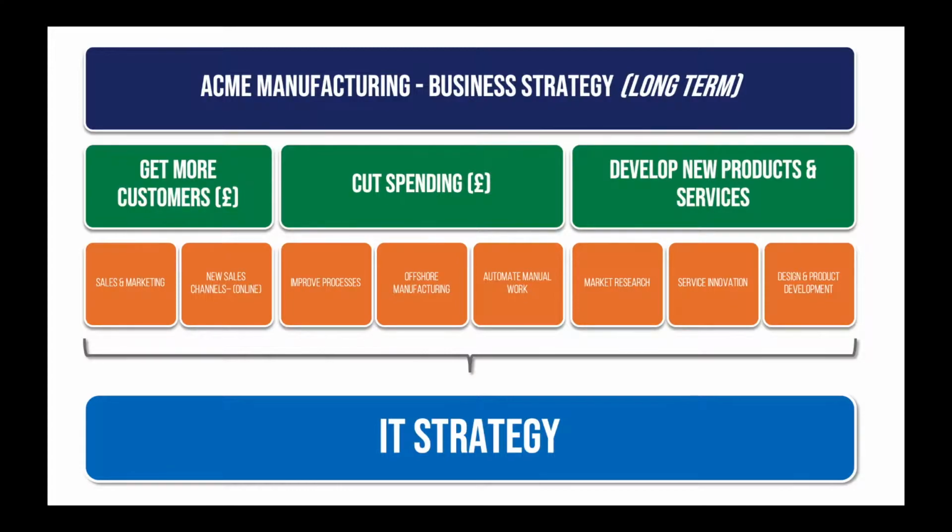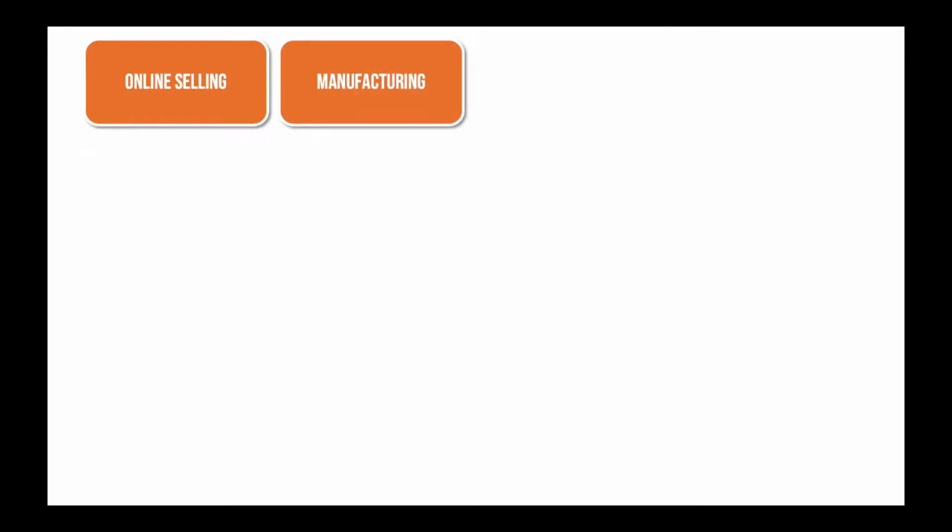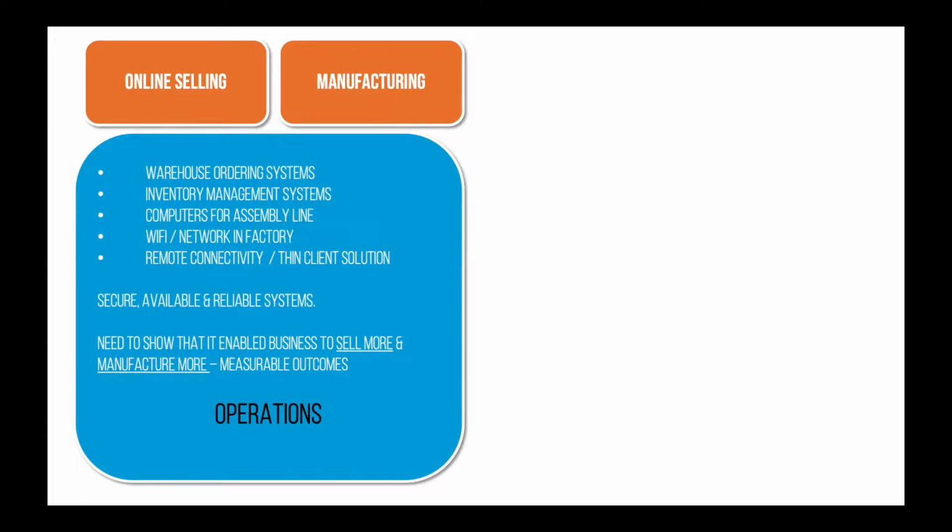So I've picked the areas of online selling and manufacturing. When we talk about online selling, Acme Incorporated wants to look at their warehouse ordering systems. They will be dependent upon their inventory management systems. And when we look at manufacturing, they'll have computers which will control the assembly line.